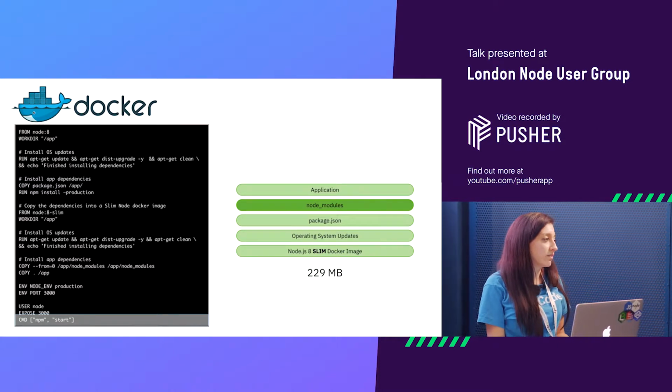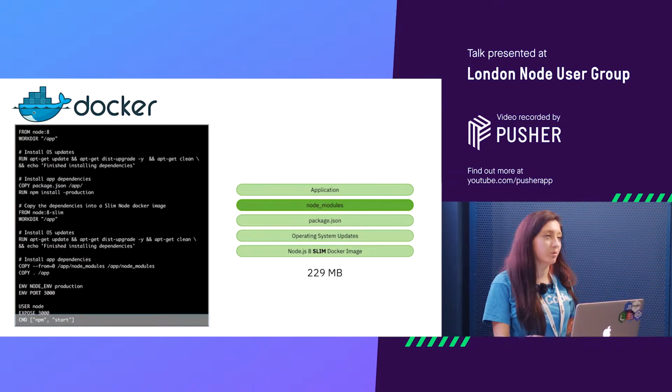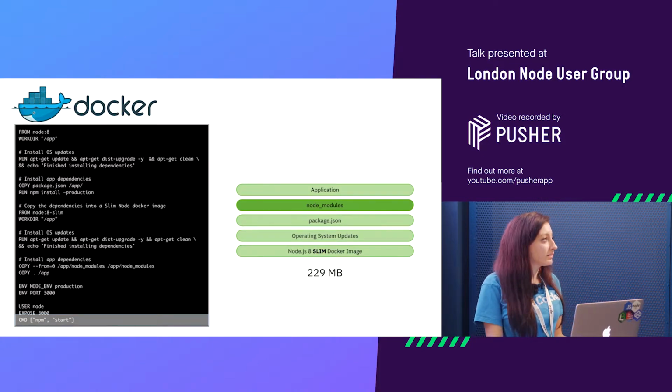So the first one was about 700 meg. This one's about 200 meg. And obviously, the smaller your image, the quicker it is to build and transport. So that's fine. So you can package your application up, put it in a Docker container and deploy it.